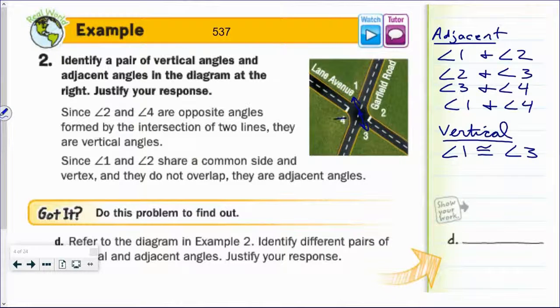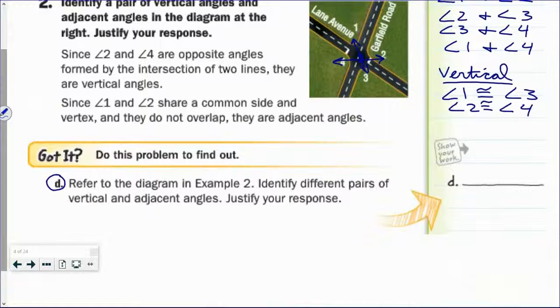Angle 4 and angle 2 are also meeting at one endpoint and are kissing each other, and they're straight across from each other. So angle 2 is also congruent to angle 4, and so they are vertical angles as well. So you do not have to do that one. I just did it for you.